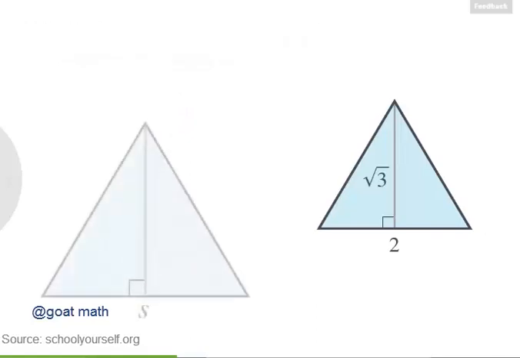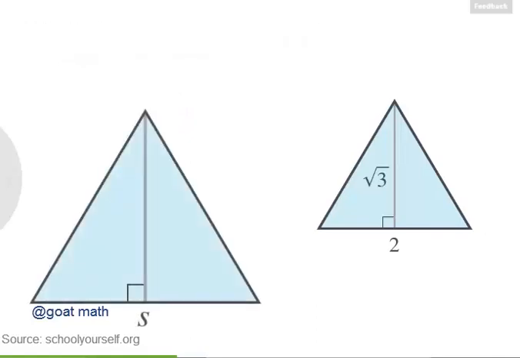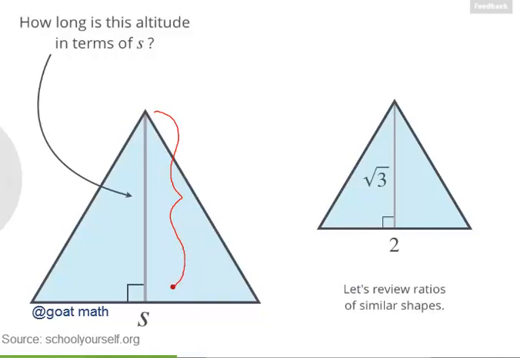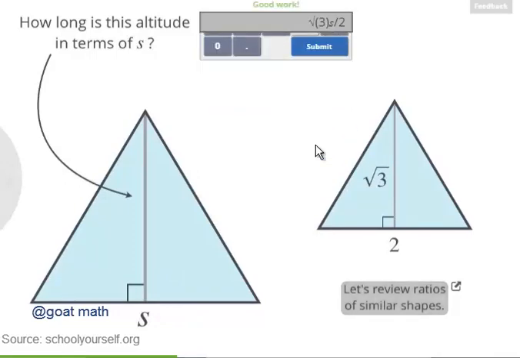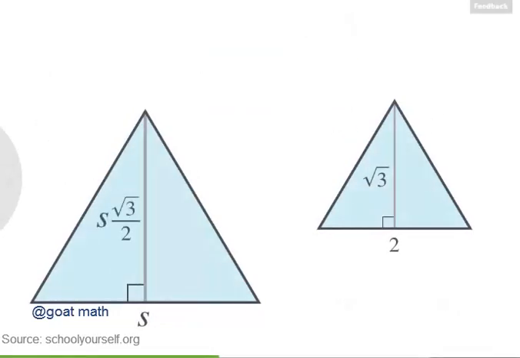Nice. Next, let's find a general formula for the area of an equilateral triangle with side length s. Again, let's start by finding the height of this triangle in terms of s. Notice that these two equilateral triangles are similar. So can you use the ratios of these lengths to determine the height of this triangle? Excellent! So an equilateral triangle with side length s has a height of s times the square root of 3 over 2.